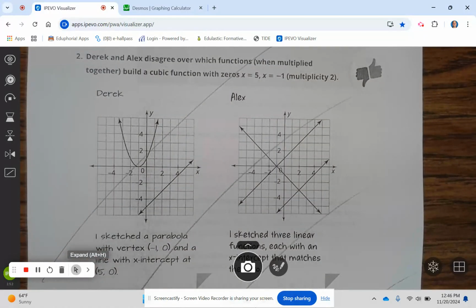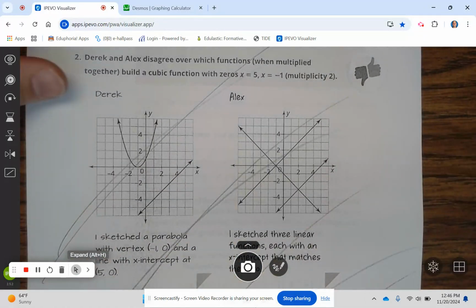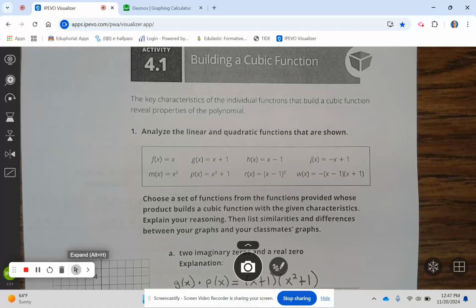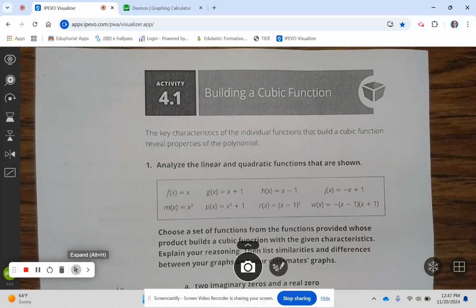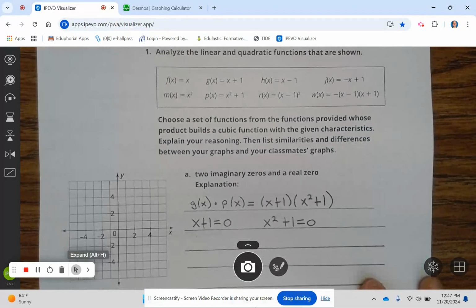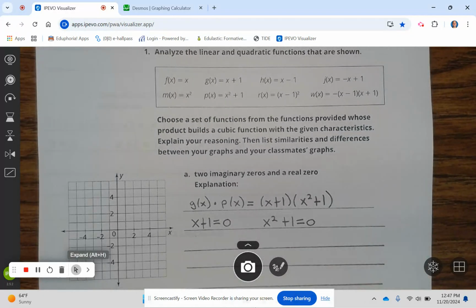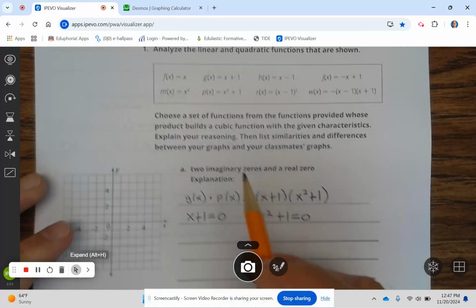All right, go ahead and mark out this page. 4.1, building a cubic function. The key characteristics of the individual functions that build a cubic function reveal properties of the polynomial. 1. Analyze the linear and quadratic functions that are shown. Choose a set of functions from the functions provided whose product builds a cubic function with the given characteristics.